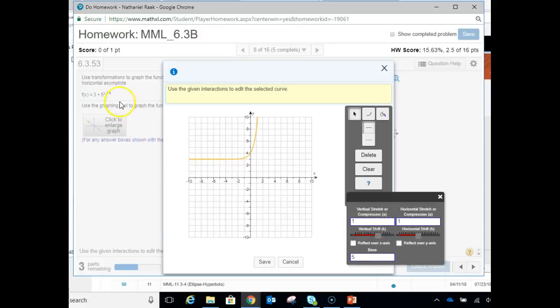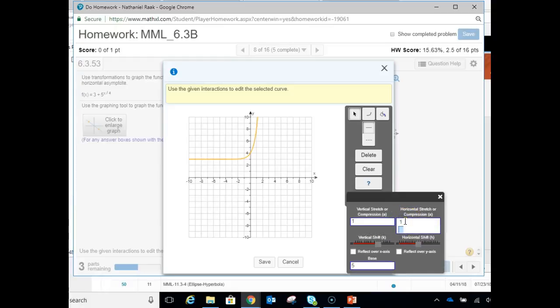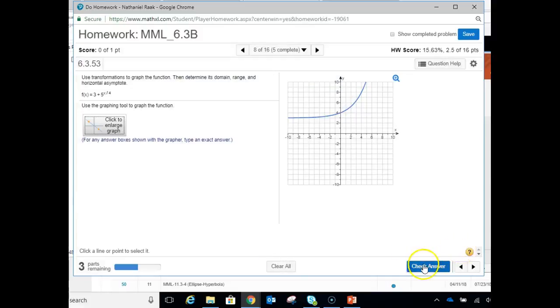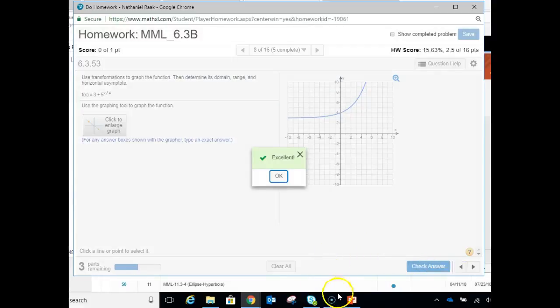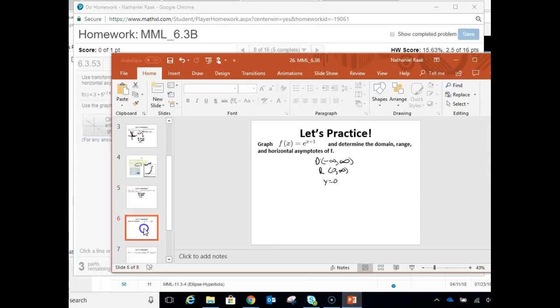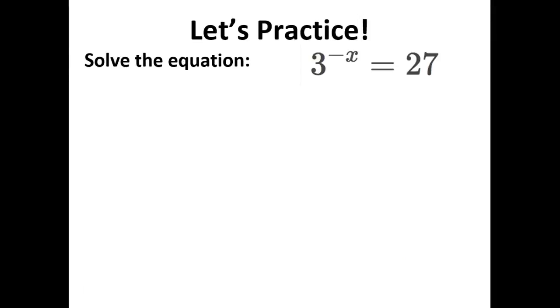And then this x over 4, when we're multiplying or dividing the x by something, that is a horizontal stretch or compression. So this is a horizontal stretch or compression of 1/4, because that's what we're multiplying the x by. So we do all that. Go ahead, save this, check the answer, and there we go. And again, I just wanted to show that to you on MyMathLab so you could actually see what it looks like. Now back to some of these, solving this equation.